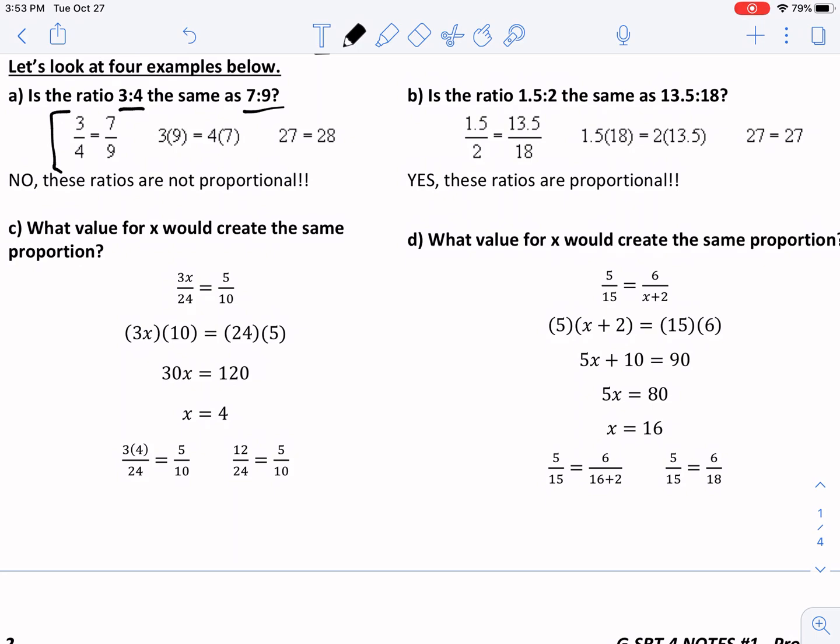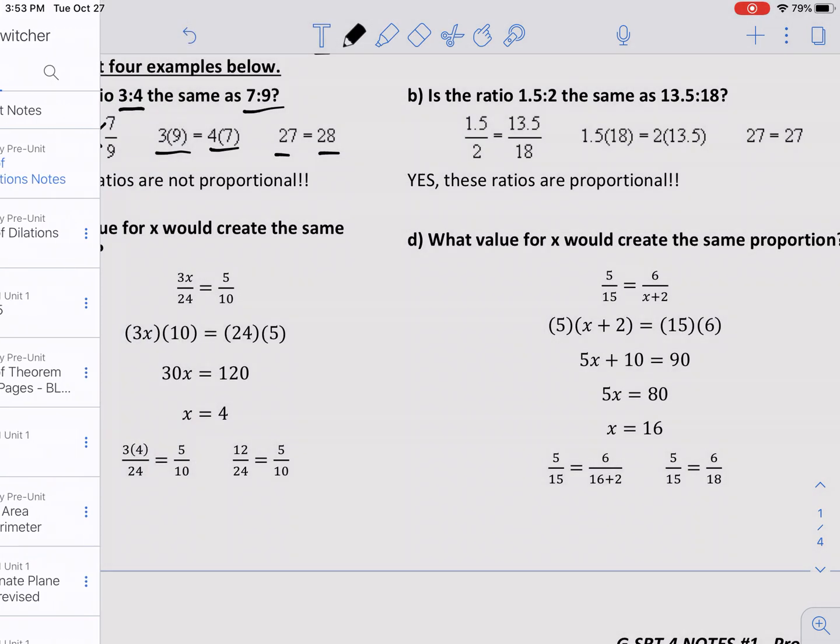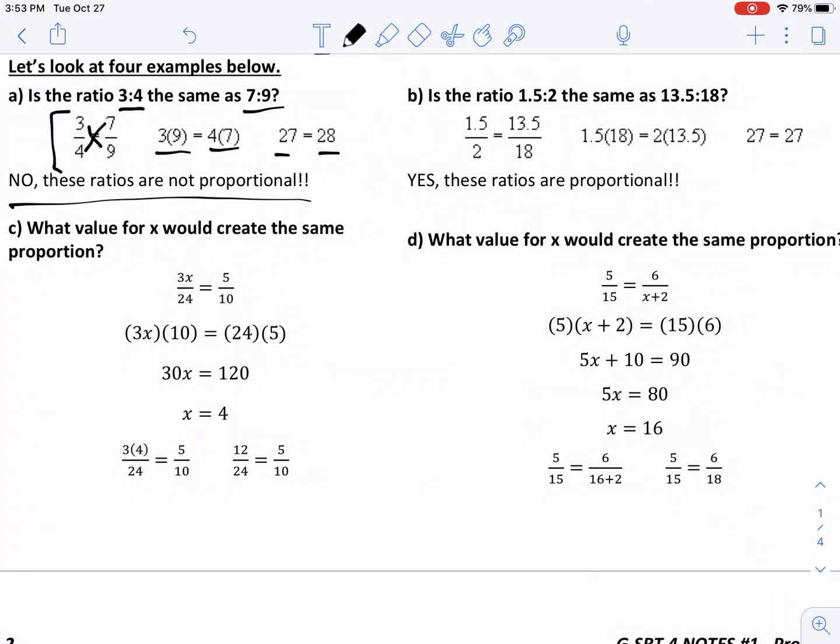If they're proportional, if they're equivalent ratios, we should get the same thing on both sides. So we'd have 3 times 9 and 4 times 7. Okay, well, what's 3 times 9? 27. What's 4 times 7? 28. Is that the same thing on both sides? No. So these are not proportional.